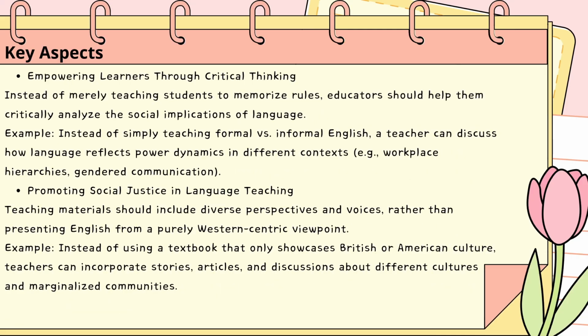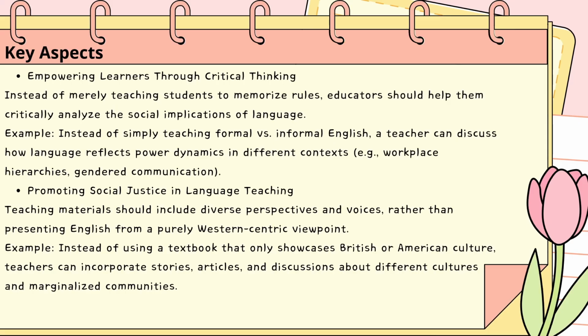Next is empowering learners through critical thinking. So instead of merely teaching students to memorize the rules, educators should help them critically analyze the social implications of language. So, for example, instead of simply teaching formal versus informal English, teachers can discuss how language reflects power dynamics in different contexts, such as workplace hierarchies and gender communication.